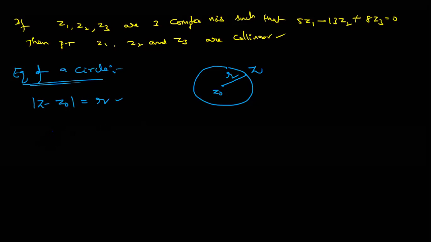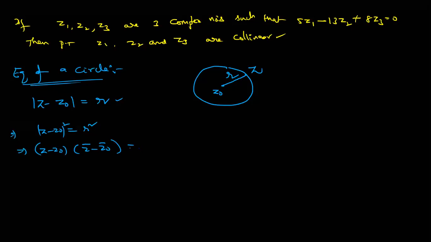This much is enough, but I am expanding this. After that, squaring on both sides, we write Z minus Z0 into Z bar minus Z0 bar. Up to here is sufficient, dear students. The equation of a circle with center Z0 means modulus of Z minus Z0 is equal to R. That's all. Now, if I expand, what result is coming? Z into Z bar, minus Z into Z0 bar, minus Z bar into Z0, plus Z0 into Z0 bar, minus R square is equal to 0.